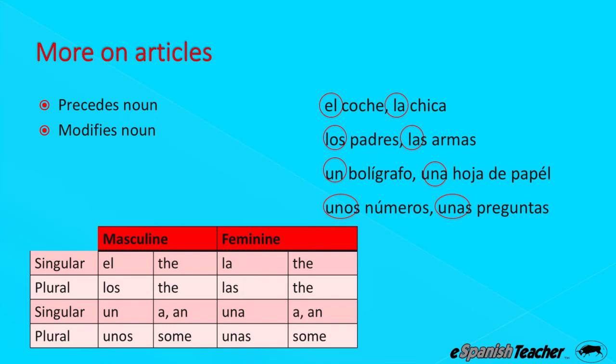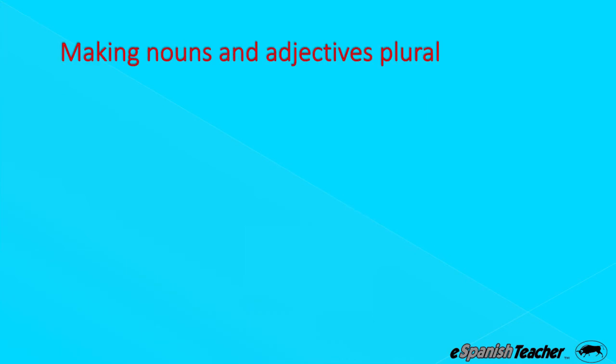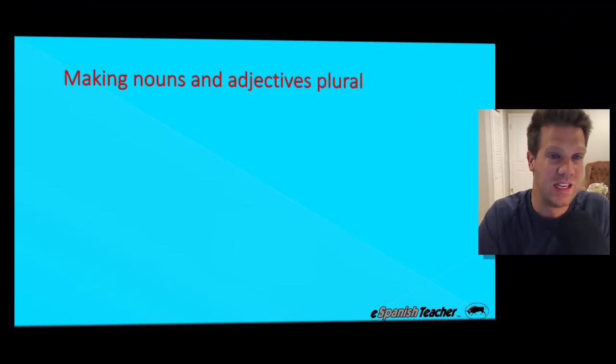And all of that is shown here in this reddish pinkish table at the bottom left. So if you want to spend a little more time on this table looking at the different articles and their translations into English, you can do that here. But it's pretty basic stuff. Let's talk now a little bit about making nouns and adjectives plural.